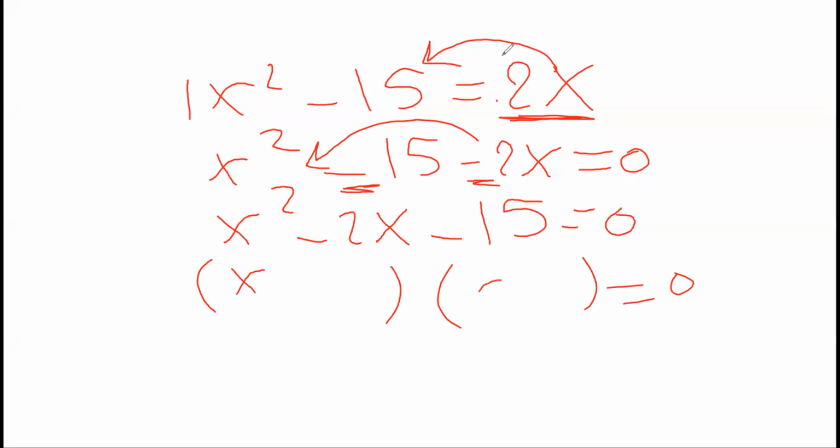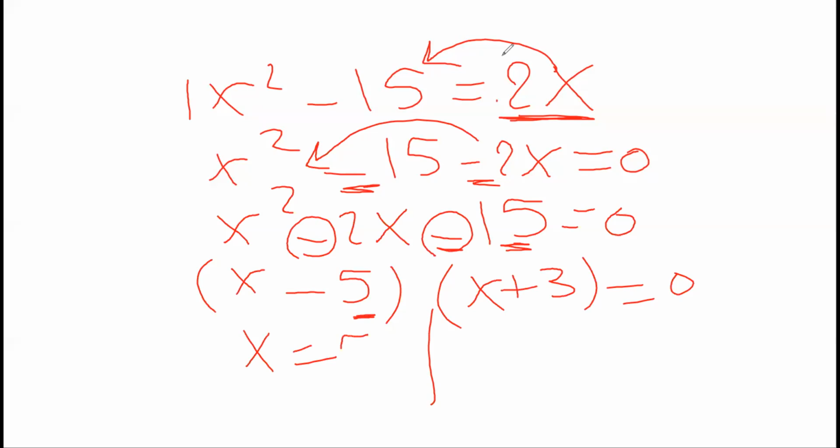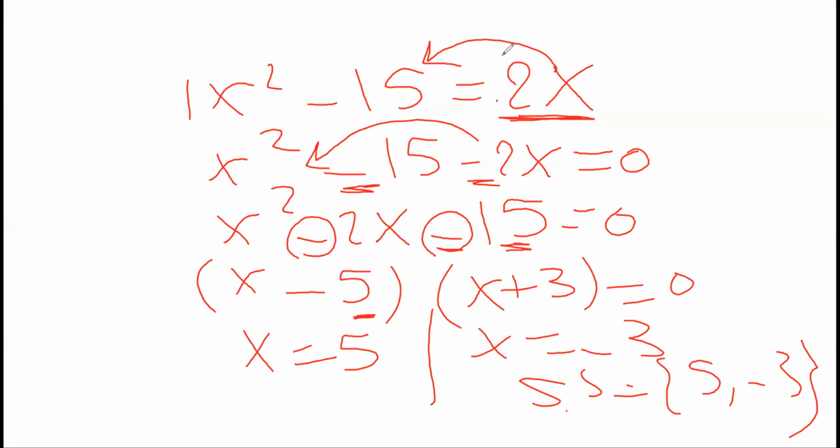Now x and x, or by using your calculator, two numbers, their product 15 and the difference is 2. It will be 5 and 3. This is negative, so the big one is at the same sign as the middle, so negative and positive. x here equals 5 and x equals negative 3. So the solution set is 5 and negative 3.